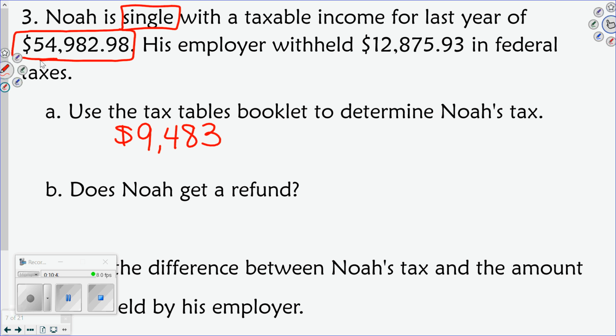All right, as you're looking through there, you should have flipped to the table that had the 54,000. It's in the top corner. Look all the way down to where he falls and then underneath single. So right now, before we look at anything else, did his employer withhold enough, or is he going to have to owe money? They withheld enough. They withheld almost 13,000. All right, so does Noah get a refund? Yes.